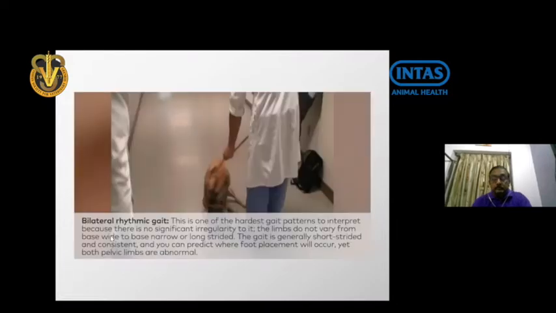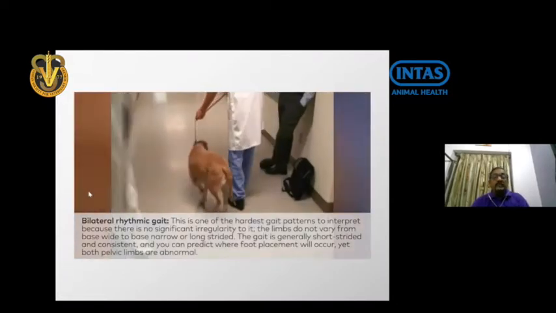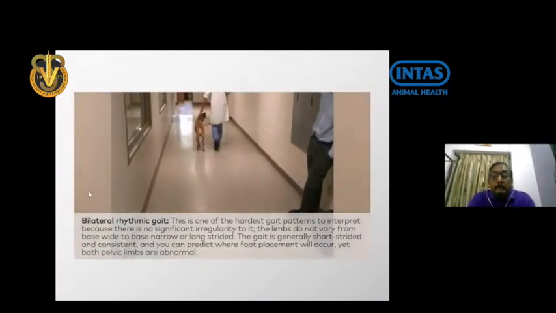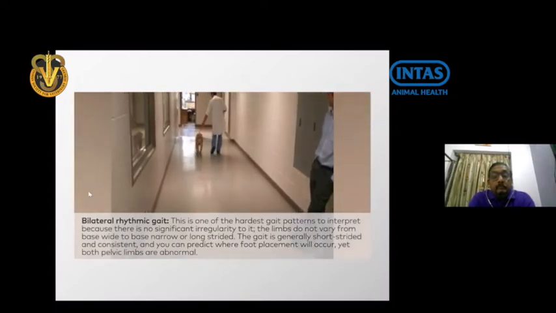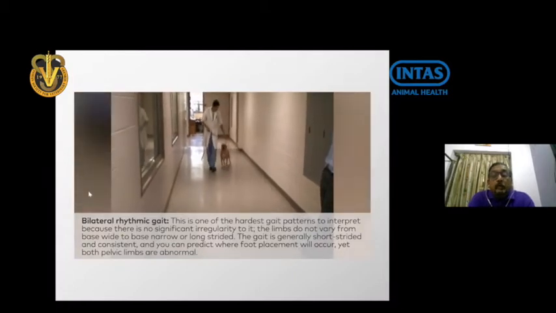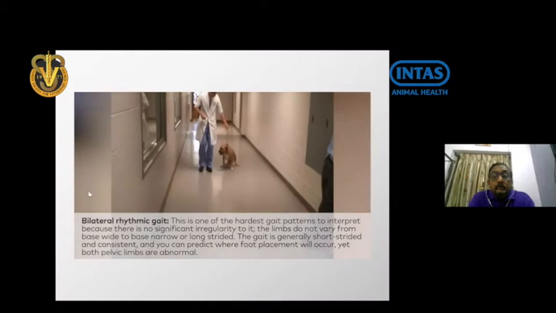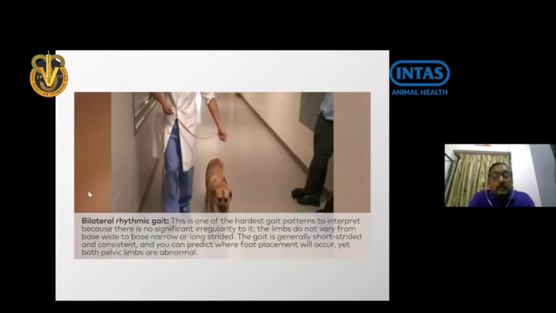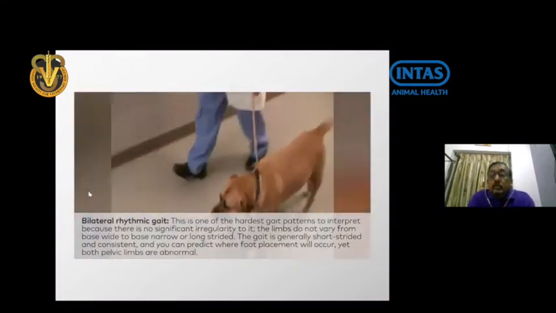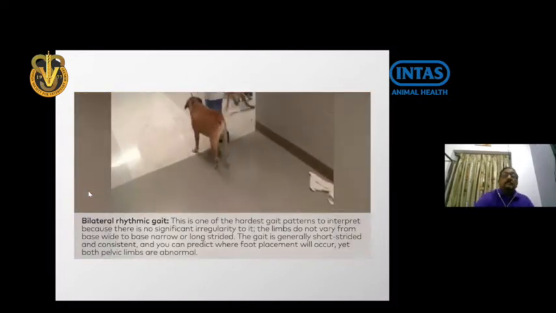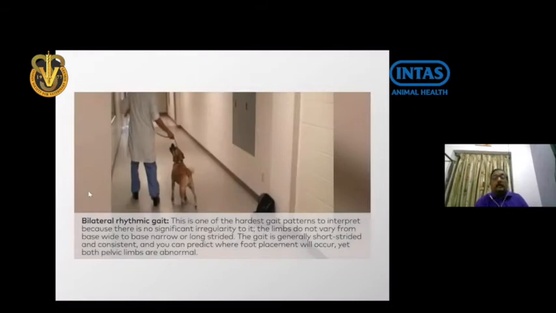I'm going to show you my first video. You should have seen this before. Now, this is a bilateral rhythmic gait. This is something you can always predict by the foot pattern. The gait is short, straight, and constant. So both hind limbs are normal. This is what you're going to see in a lot of orthopedic or neurological cases. So this means you're going to really seriously look at examining the dog.